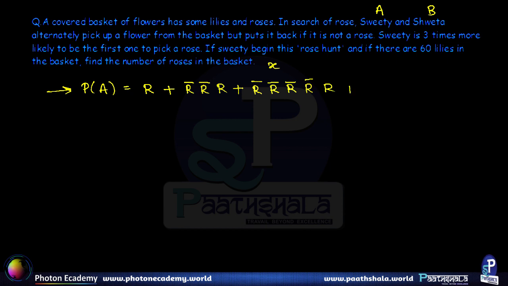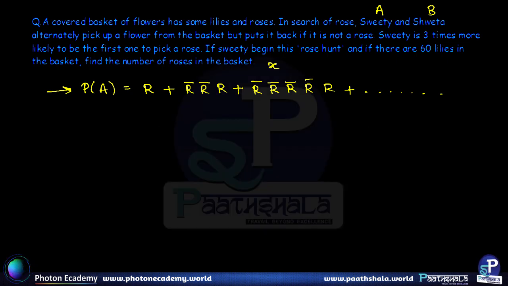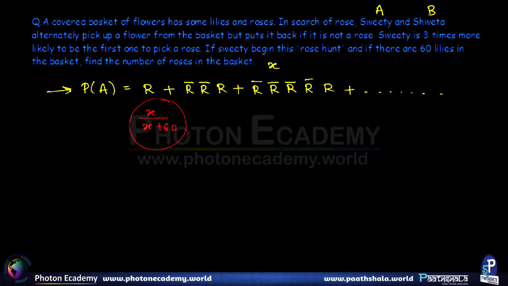So this will just go on, right? At every alternating position, that is at 1, 3, 5, there is a chance for A to win. So to write this, it is basically x upon the total number of flowers, which is x and 60 lilies, so x plus 60. This will be the probability of getting a rose, x upon x plus 60.